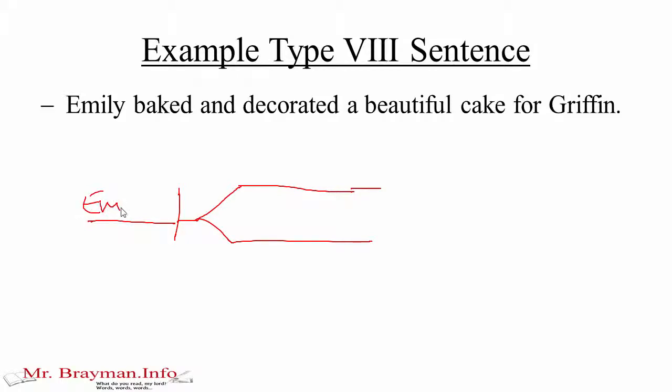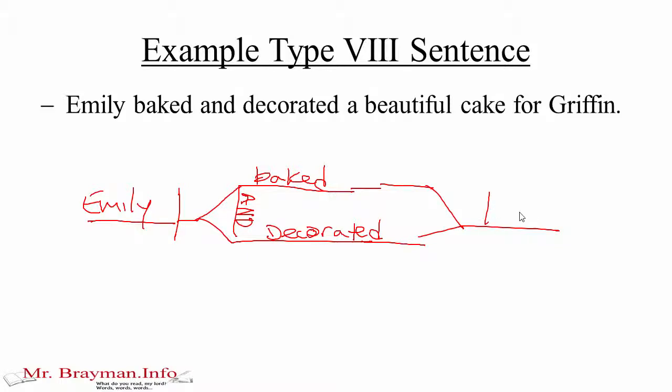Right, Emily baked and decorated cake, right? Because both of these verbs are acting on cake.